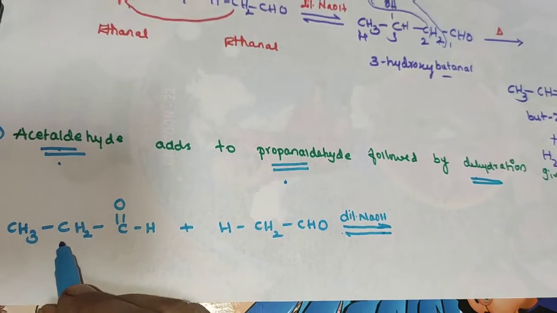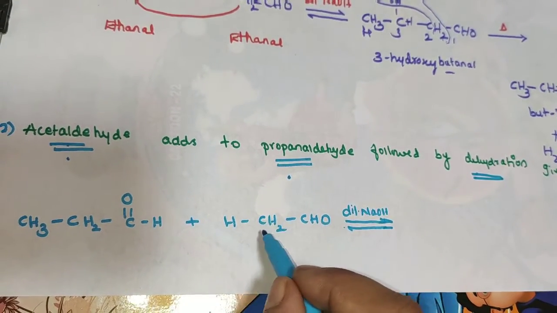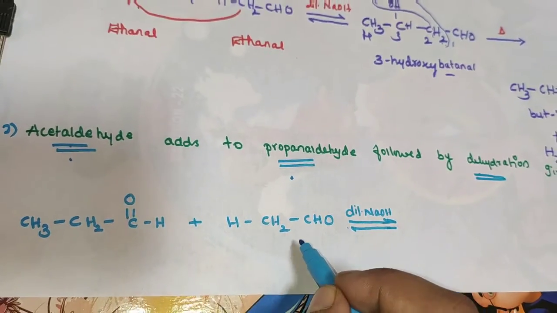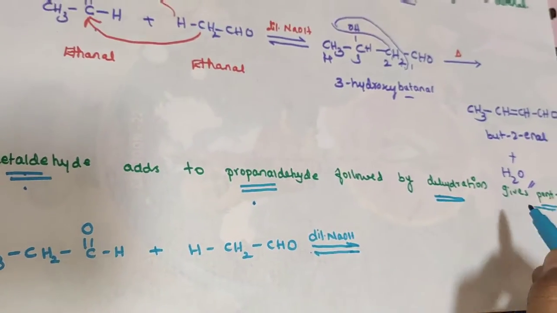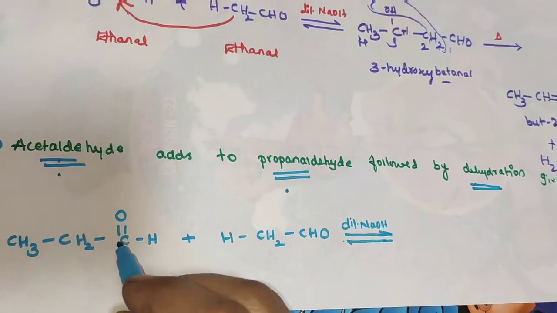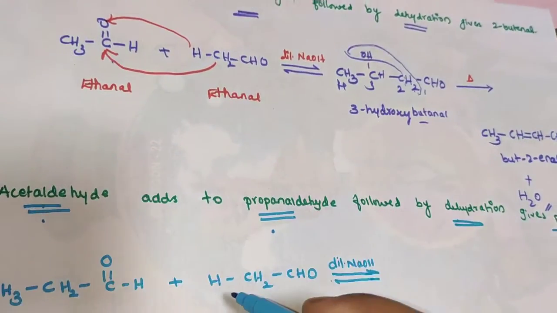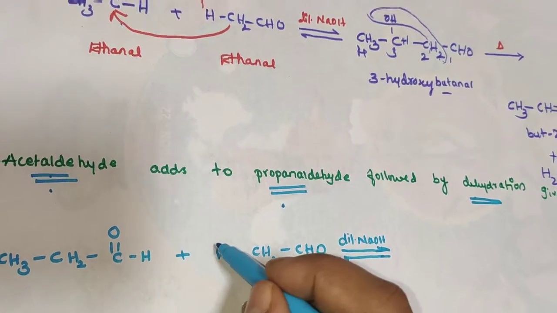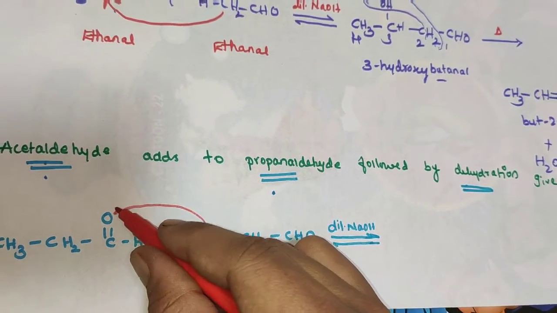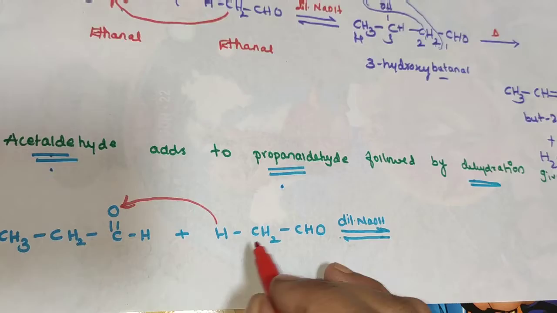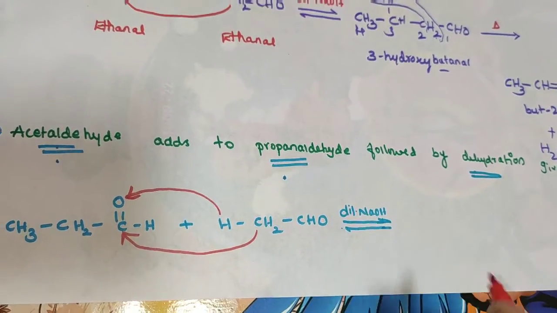What is the reaction here? This is 1, 2, 3, propanaldehyde, and this one has two carbon atoms, so it is acetaldehyde. Whenever acetaldehyde adds to propanaldehyde, followed by dehydration, it gives pent-2-enal. Just as in aldol condensation, the same type of reaction happens here. One of these hydrogen atoms is accepted by this oxygen atom. Similarly, the CH2 group is bonded to this carbonyl group.